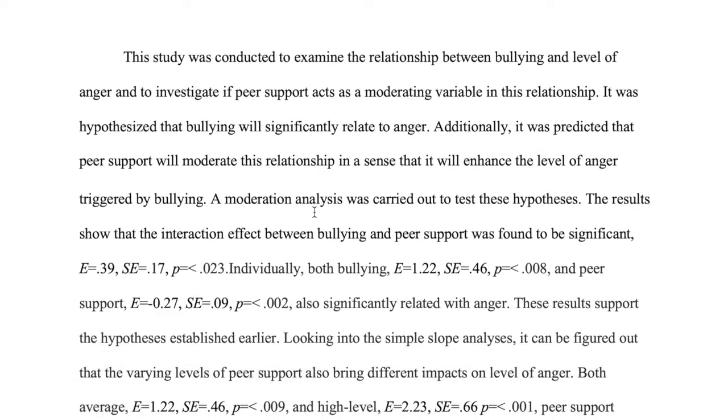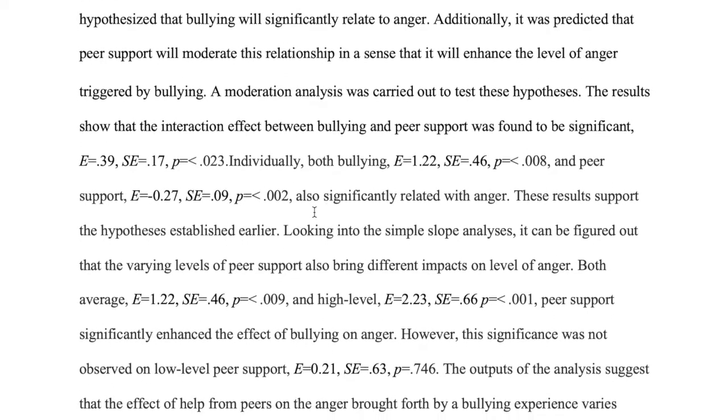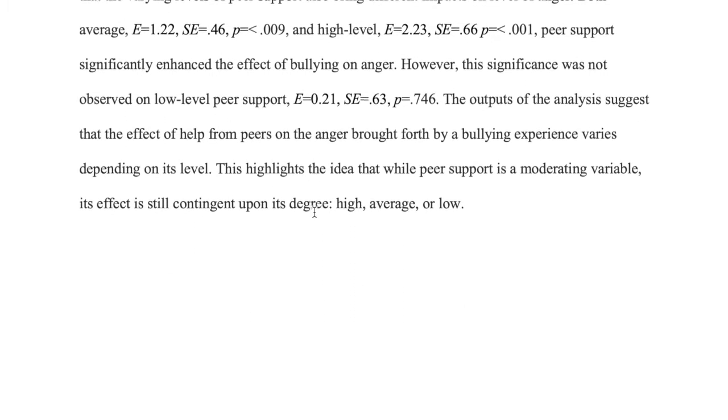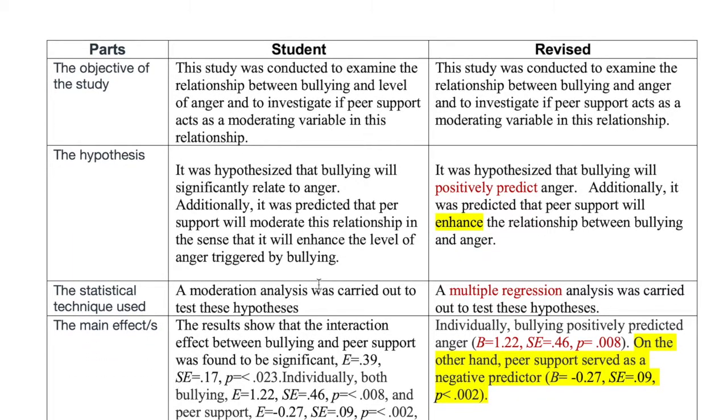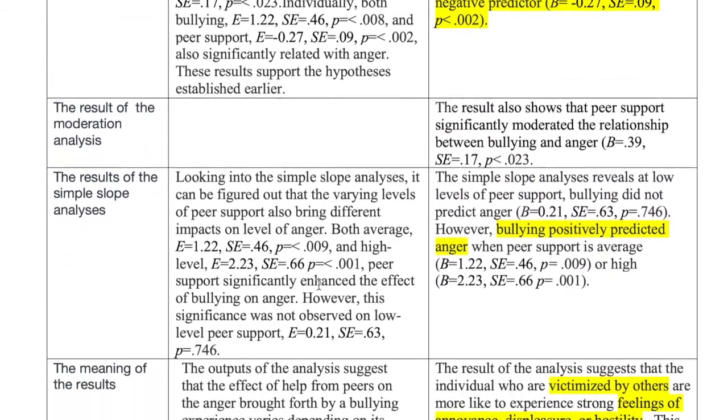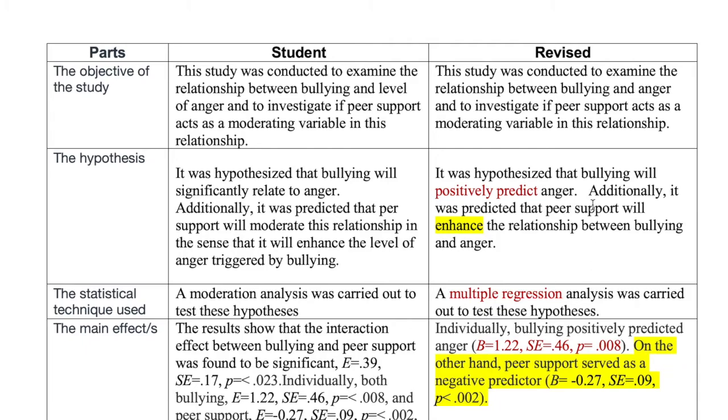So this is the written output of my student. What I did for this video tutorial is I have broken down what my student submitted to me. So in this column, these are the parts of the report that were submitted by my student. In this column, here are the improvements that I have made. For the objective of the study, the student wrote, this study was conducted to examine the relationship between bullying and the level of anger, and to investigate if peer support acts as a moderating variable in this relationship. There has been no change for this particular sentence, so I retained that particular sentence.